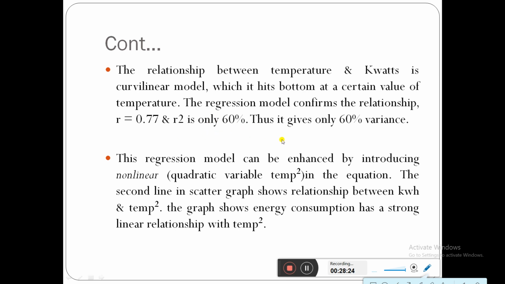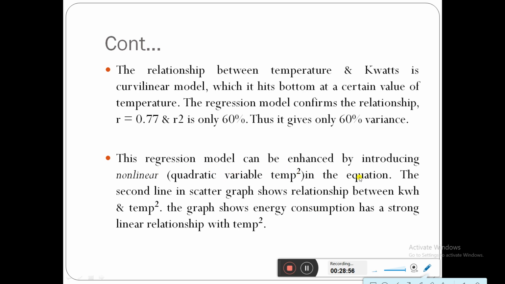70% variance is not allowed. We cannot add that into an equation, as it will not predict the correct values. If you get a relationship of 60% or 50%, you should not add those into an equation. If you add them, your prediction is going to be wrong. So what we have to do is a variation of that variable.